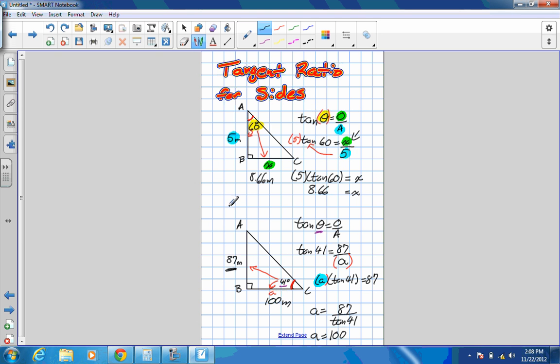So when we're looking for the adjacent side using the tangent ratio, it's about one extra step. And when we're looking for the opposite side, it's a little easier. It's pretty much just one step altogether.